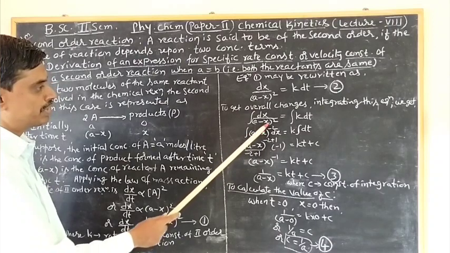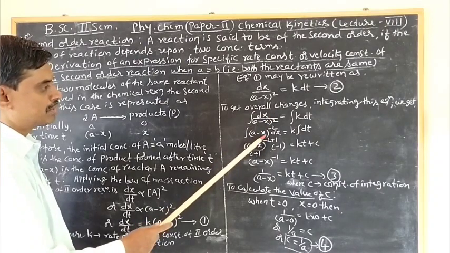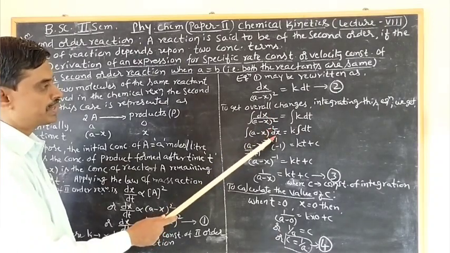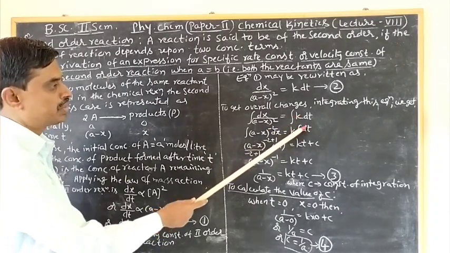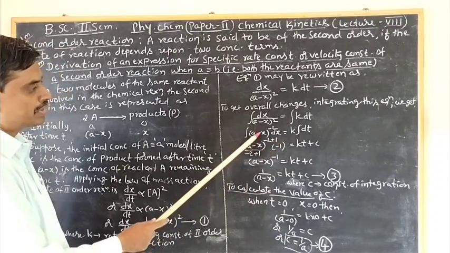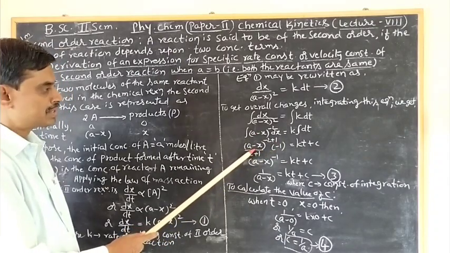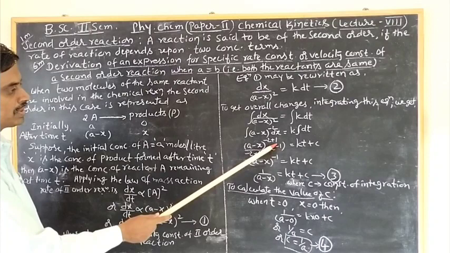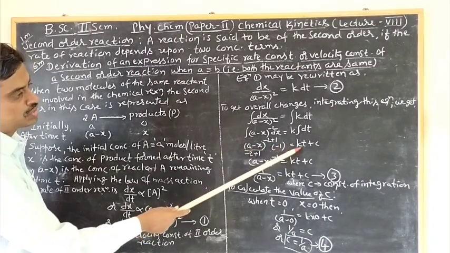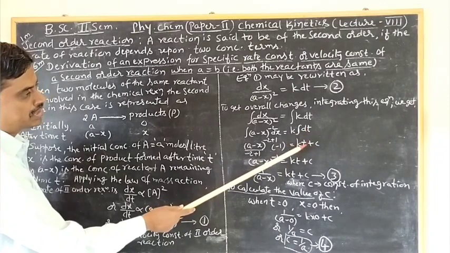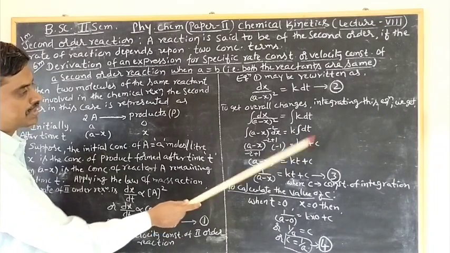I will take this to the numerator, so it becomes (a minus x) to the power minus 2 dx is equal to, the constant is taken outside this integration, so k into integration of dt. So after integration, we get (a minus x) to the power minus 2 plus 1 divided by minus 2 plus 1, and this value is minus 1 here, is equal to k into t plus, integration of dt is kt plus c.